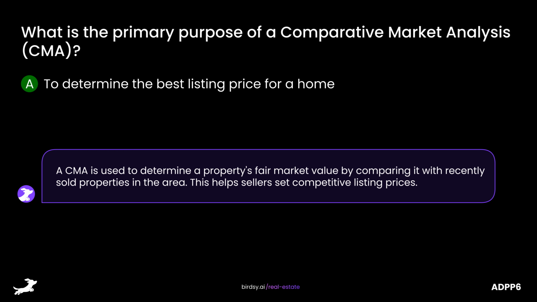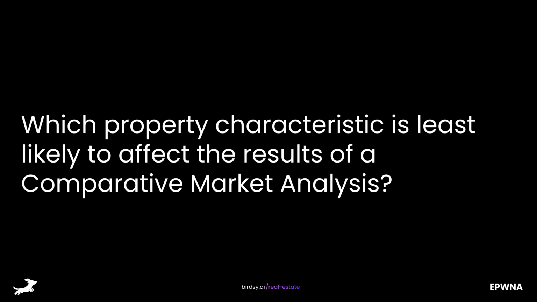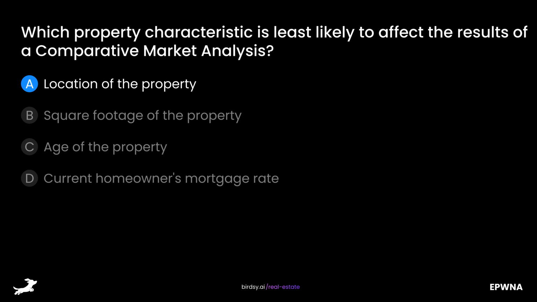A CMA is used to determine a property's fair market value by comparing it with recently sold properties in the area. This helps sellers set competitive listing prices. Which property characteristic is least likely to affect the results of a comparative market analysis? Is it A, location of the property, B, square footage of the property, C, age of the property, or D, current homeowner's mortgage rate? The answer is D, current homeowner's mortgage rate.